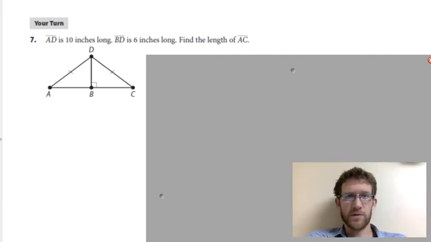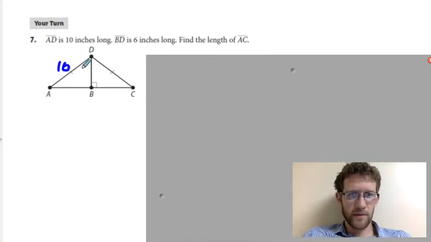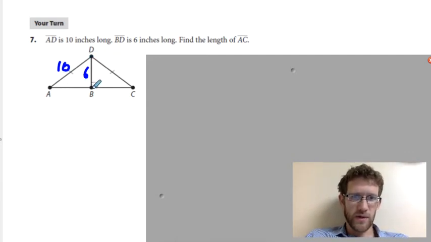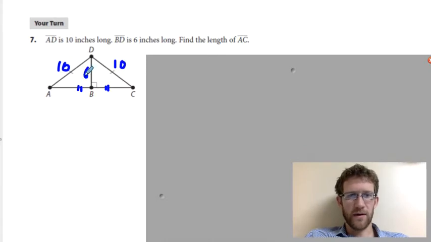Okay. This one, however, where you say AD is 10, BD is 6, asks us to find the length of AC. It's a bit of a trick question. Since we know that BD is a perpendicular bisector, we know that this segment is equal to this. So I can put a little tick mark here. I'm putting double tick marks because there are already single ones there. I know that DC is also 10.